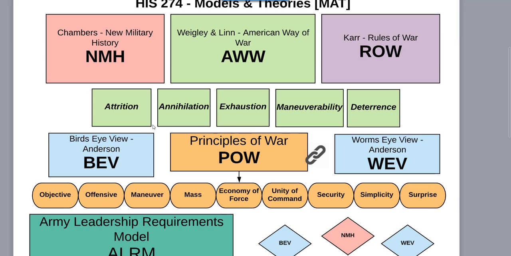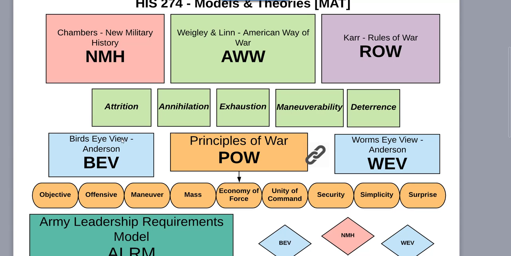Then we read Anderson's account of the People's Army in the French and Indian War, and out of that account, we got the idea of the bird's eye view of a battle versus the worm's eye view. The bird's eye view looks at the battle from a larger conceptual framework, an overview position, maybe from a leader's, a general's, or an officer's position, looking at multiple forces on the field and how they're being deployed.